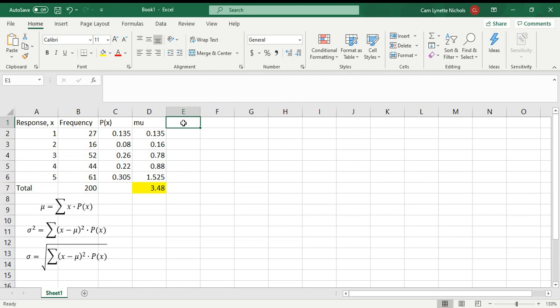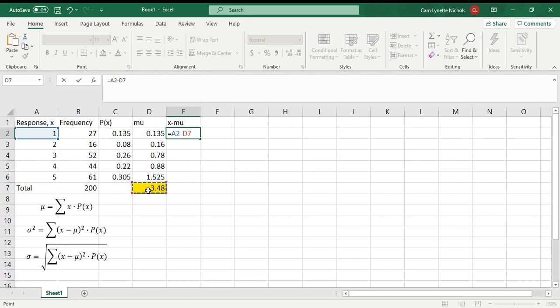Now, as I start finding my variance is where you've got to start kind of expanding those columns. So we first need to do x minus mu. Okay, so I'm going to go ahead and just type this in here. So we're going to do x minus mu first. And that's going to be equals your x value minus your mean.